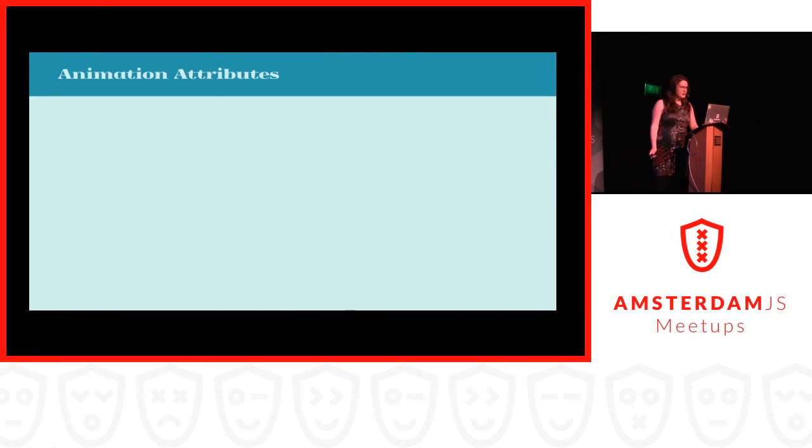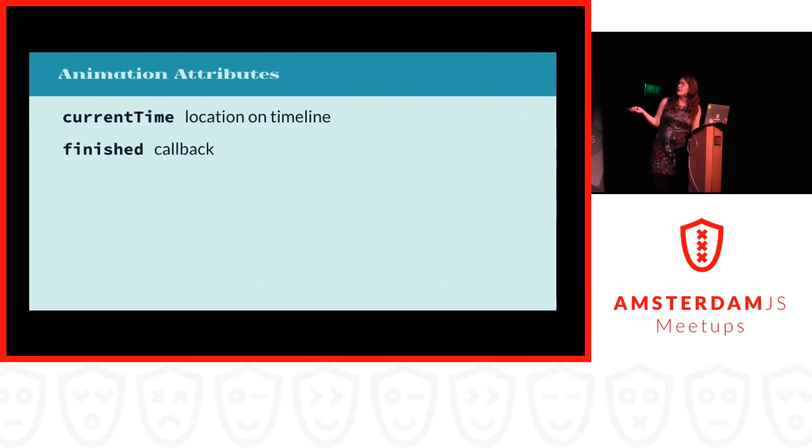All right, more fun animation attributes. There are a couple of others. We've got current time, which gives you the location where you are on your current timeline, and finished, which is a callback, and I like it. We're going to play with these two.